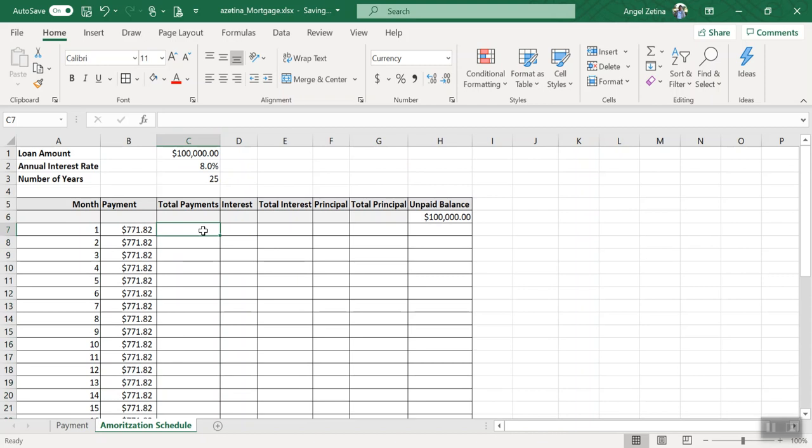The total payments column will give us the total of your payments for that particular payment period. I will explain at the end once we've populated all the table. Okay. So let's show your total in terms of payments. So this would be equals the previous payment plus the payment that you had made. So in this case, it's going to be C6 plus B7.